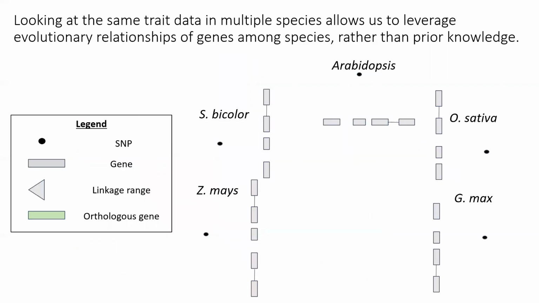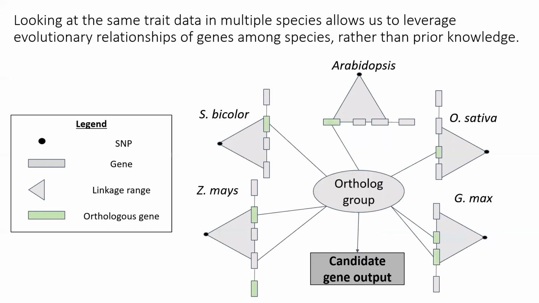Well, I want to share one new method that I've been working on, where we use analogous GWAS datasets from multiple species and search for their orthologous genes that overlap with SNPs for whatever trait we're looking at. We first start with the GWAS SNPs, which are these black dots, and the genes, which are these gray bars. For each species, we use a linkage range to determine which genes are linked. And then we filter them by selecting only the linked genes that are orthologous to each other. These orthologous genes are the base of our candidate gene list.